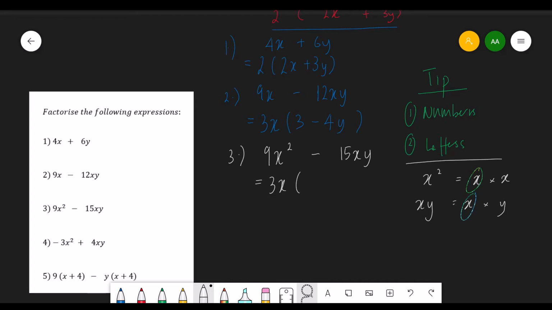So when I take out 3 from 9, I'm left with 3. I take out 1x from x squared, I'm left with 1x here. Minus, take out 3 from 15, I'm left with 5. I take out x from xy, I'm left with y. So this is my final answer, 3x bracket 3x minus 5y.